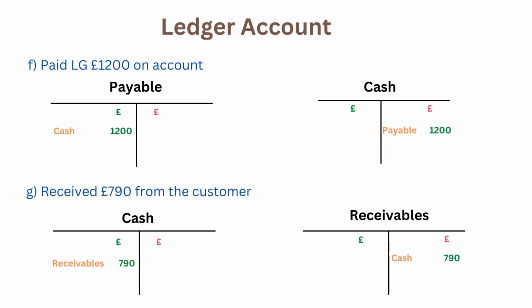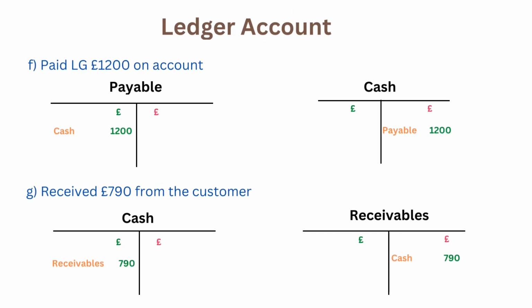Line F, the business paid the supplier. Therefore, payable account must be debited and cash account must be credited by £1,200. Line G has received £790 from the customer, so cash account is debited by £790 and receivables account is credited by £790 as well.